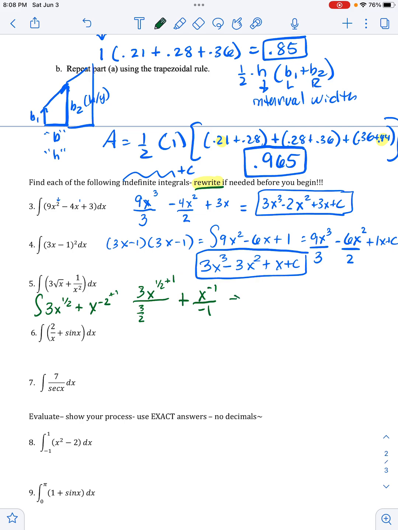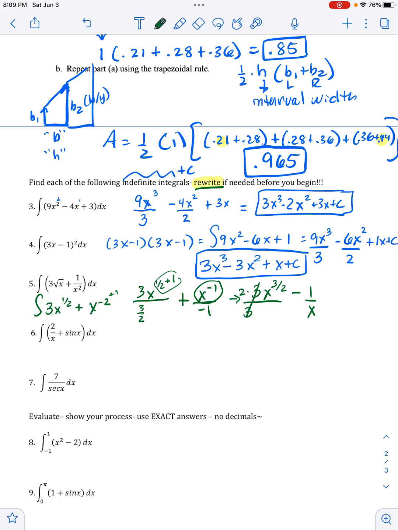Okay, so let's simplify. Here I'm going to have 3x to the 3/2 power, because 1/2 plus 1. Dividing by a fraction is the same as multiplying by the reciprocal. So I would be multiplying this by 2 over 3. 3's cancel. And then here, because of the negative on the bottom, I would turn this into subtraction. And then because I have a -1 power, that x would move into the denominator.